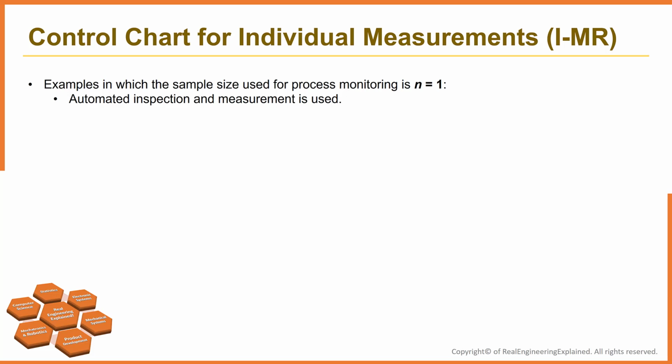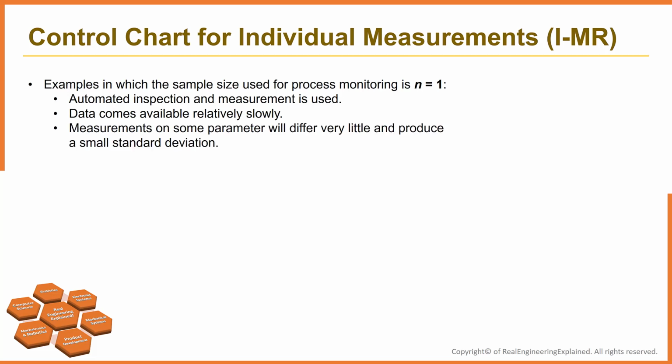For example, there is a manufacturing line with automated inspection and measurement system. Every unit manufactured is analyzed, so there is no basis for rational subgrouping. The second example is that data comes available relatively slowly, and it's difficult to allow sample sizes to be more than 1. The long interval between observations will cause problems with rational subgrouping.